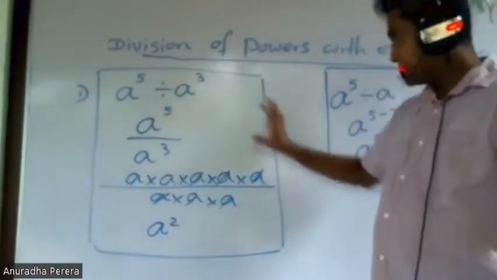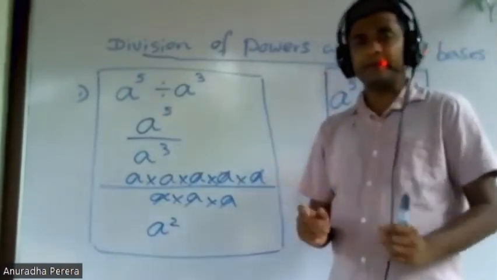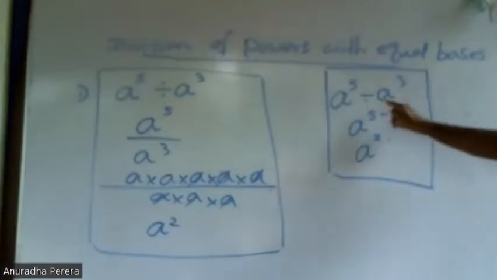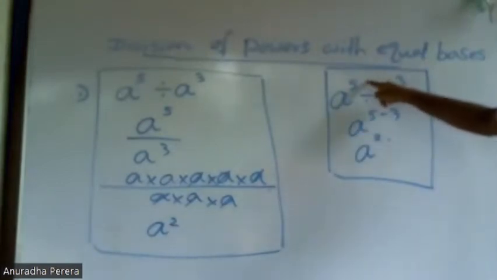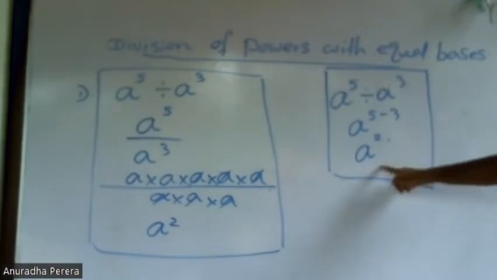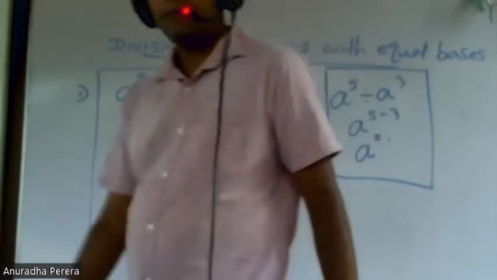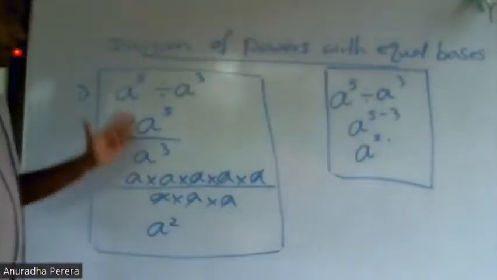You don't need to write this method. Directly, you can find the answer like this. When dividing, subtract these indices, 5 minus 3, 2. The answer is A to the power 2.